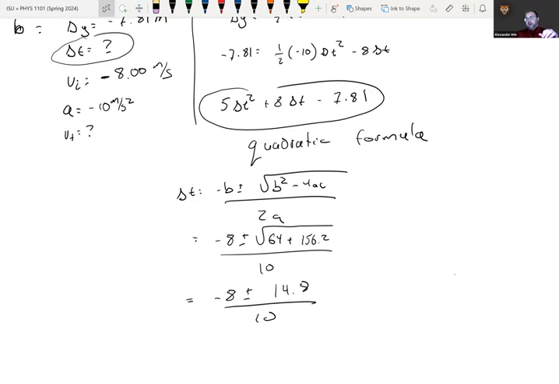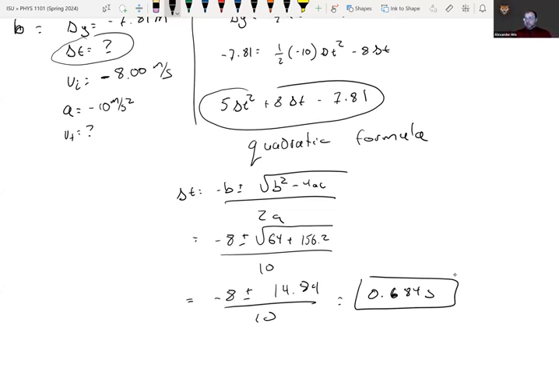Now, here's the thing. Do we use the plus or the minus? Well, this is where you have to think about it physically. If we use the minus, we're going to end up with a negative time, and we can only have time be positive. So we need to go with the plus. That's going to end up like 6.84 over 10, and that's just going to give us 0.684 seconds.